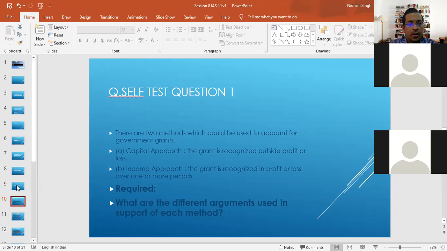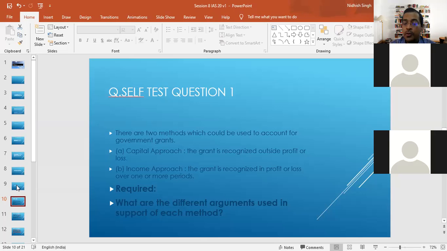Self-test question. There are few now. So there are two methods which could be used to account for government grants: capital and income. Okay. So can we maybe take you all three only, can you just provide your rationale that why capital approach is good, and then someone can provide the argument why income approach is good, why income reflects the economic reality better of the grants, because both approaches can be used and both approaches can be applicable.